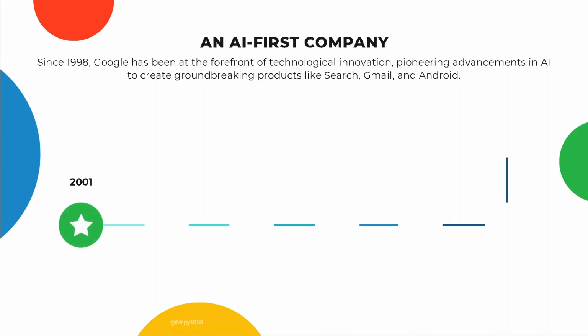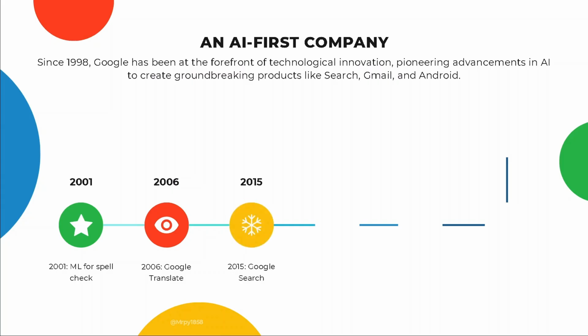In 2001, ML for spell check was introduced. This is one of the innovations that was done in 2001. Then comes 2006, where Google dropped Google Translate, very helpful for people who want to travel around the world. Next, we have Smart Google Search. That's also a pretty useful thing. We have seen the integration of AI, so it points out the important links and information so that we don't have to go through each and every link and spend long hours.